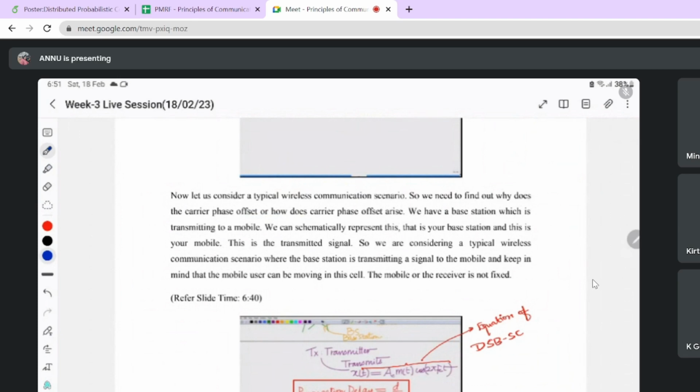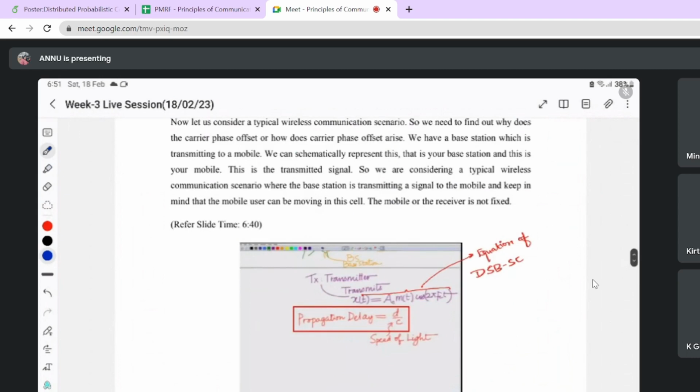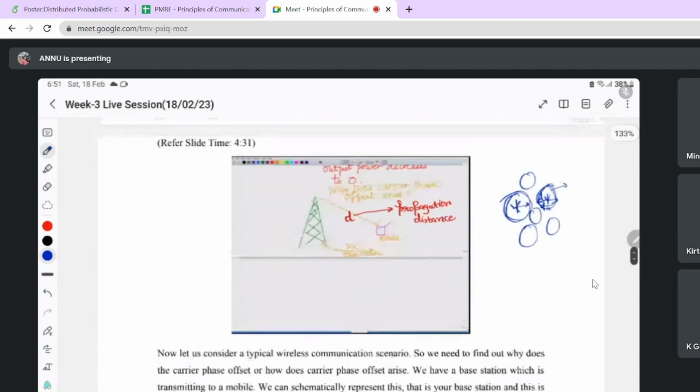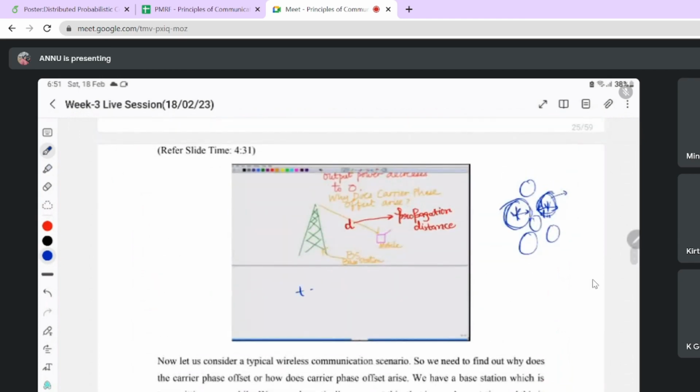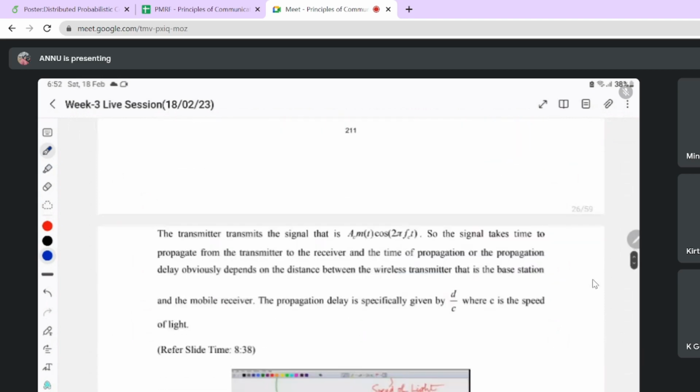So we have a base station which is transmitting to a mobile. We can represent this, and this is the transmitted signal. We are considering a typical wireless communication scenario where the base station is transmitting a signal to the mobile, and keep in mind that the mobile user is moving in the cell, so the mobile is not fixed. So there will be a propagation delay. Time equals distance divided by speed. Generally we think of the speed of light, so the propagation delay is d/c.